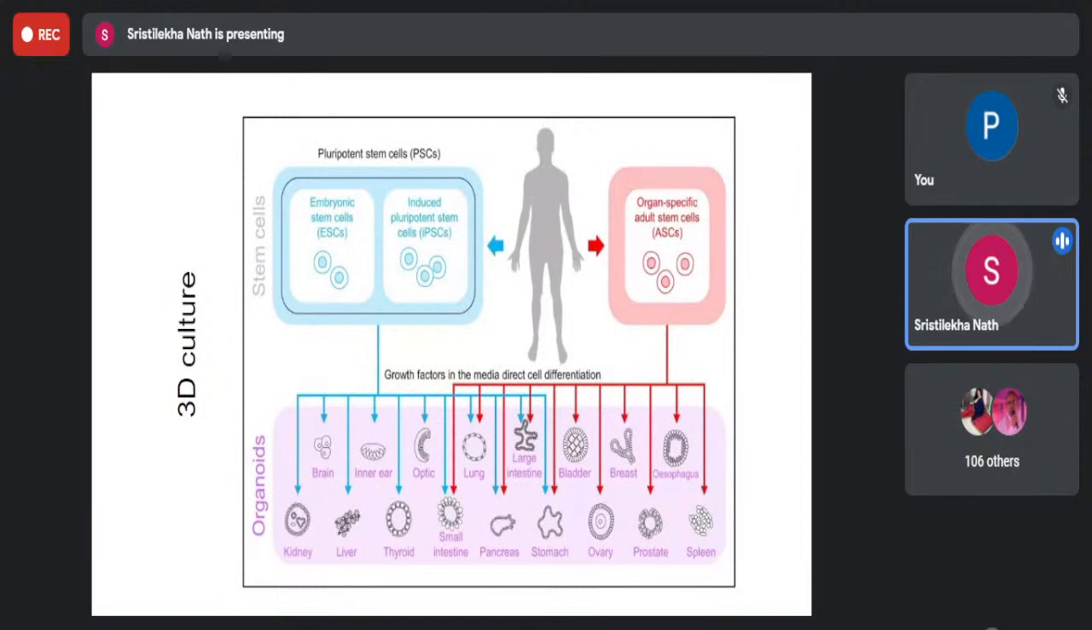And also same with the case of adult stem cells. Organ specific adult stem cells also have this property, but their capability of producing organoids may differ.